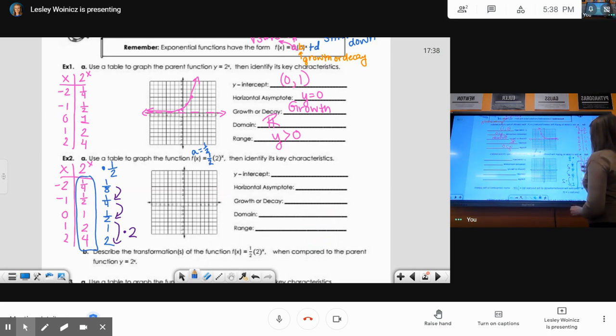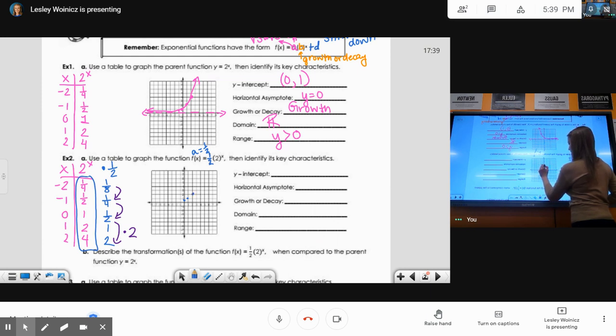So going from 2 to 1 to 1 half, 1 fourth, 1 eighth, 1 16th, 1 over 32, we're still getting closer and closer and closer to 0. We're getting smaller and smaller and smaller without going negative. So I'm just going to graph these new points.